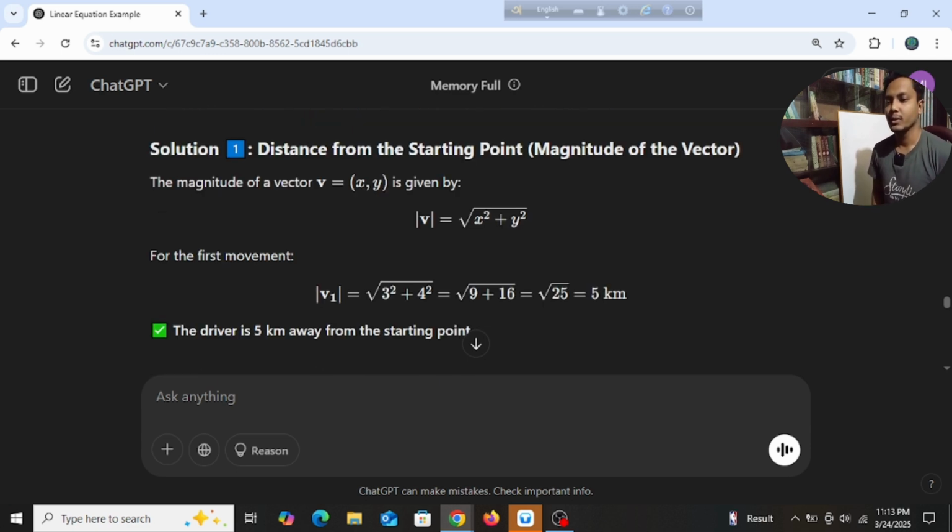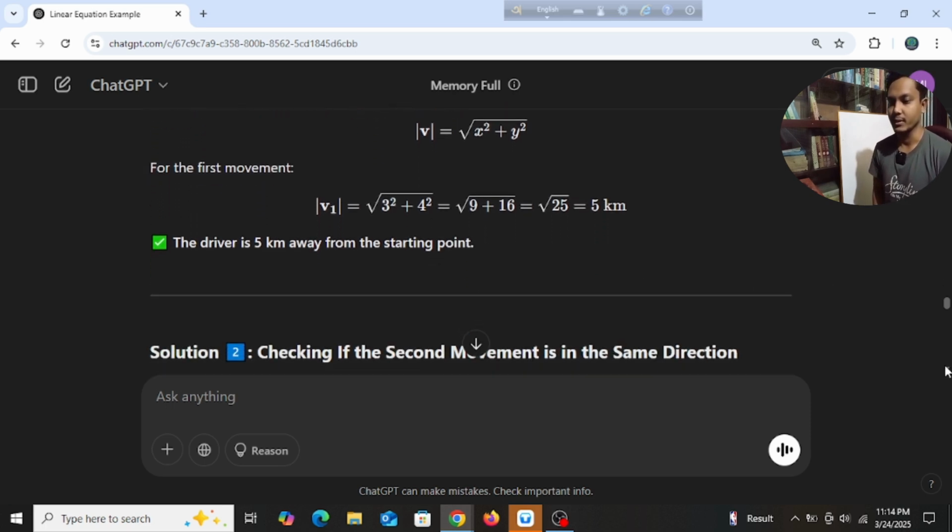If we want to know the distance from the starting point, we simply have to find the magnitude. So the magnitude of the vector v is the square root of 3 squared plus 4 squared, which is the square root of 9 plus 16, root 25, equals 5 kilometers. So the driver is 5 kilometers away from the starting point.